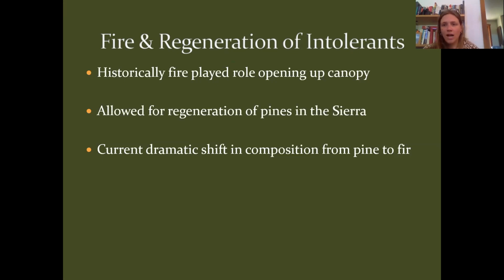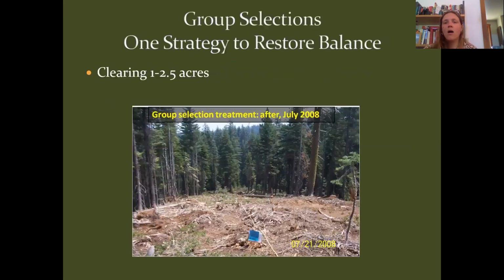Okay, so we'll talk more about fire later on, but in terms of the regeneration of these intolerant species that was historically facilitated by fire, one of the things that forest managers are trying to do is they're implementing these things that are called group selection cuts. So group selection cuts are essentially mini clear cuts. So in California, clear cuts are usually up to about 20 acres in size. So that's the size of about 20 football fields.